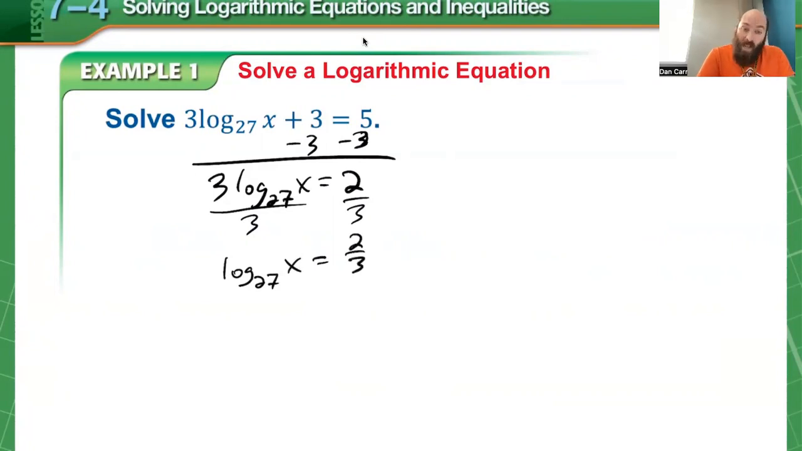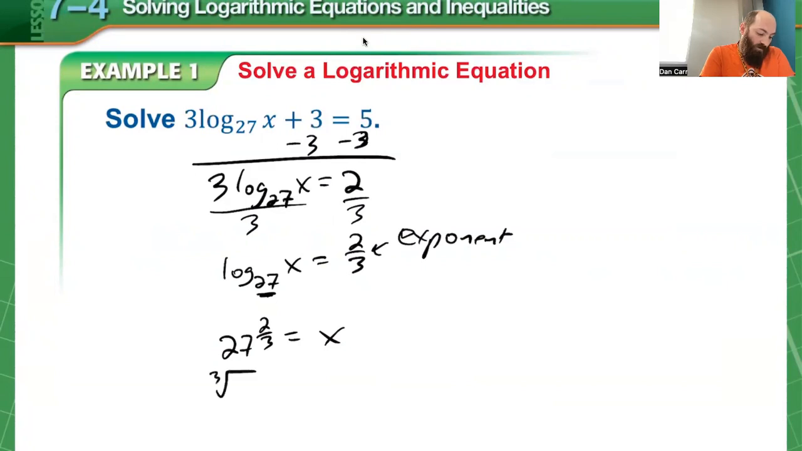From there, remember what this means in logarithmic form. This is my base, this is my exponent. So we're saying that 27 to the 2/3 power should equal x. If we go back to what we did in the previous unit, we know that this is going to be the cube root of 27 to the second power. The cube root of 27 is 3, and 3 squared is 9. So my answer is 9 for x.